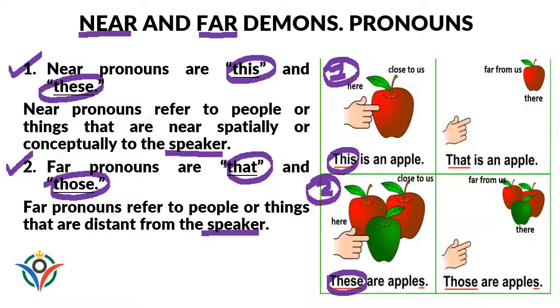So let's return to our pictures on the right hand side here, and now we will use frame 3 and frame 4. So in picture 3, we have an individual apple that is far away from the speaker, and so we refer to it as that is an apple. And then in our fourth picture, we have a group of apples that is far away from the speaker, and so we use the demonstrative pronoun those are apples. All right, so 2 categories, near and far, and within those 2 categories we have 4 specific demonstrative pronouns: this, these, that, and those.